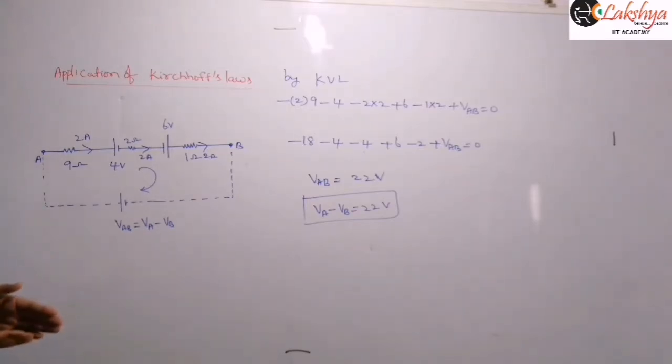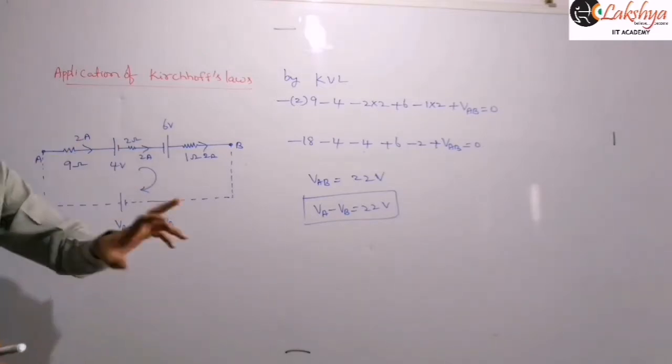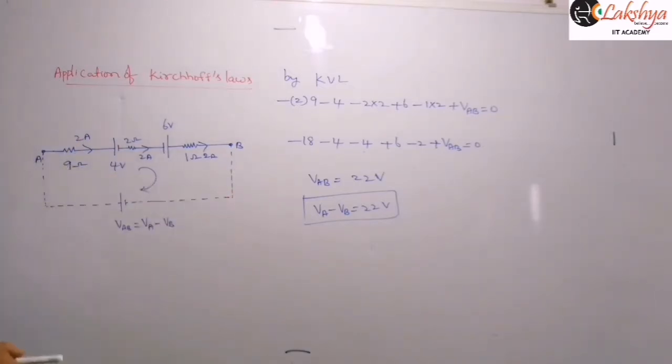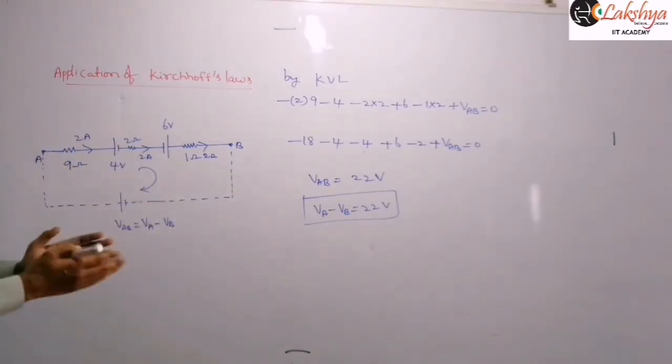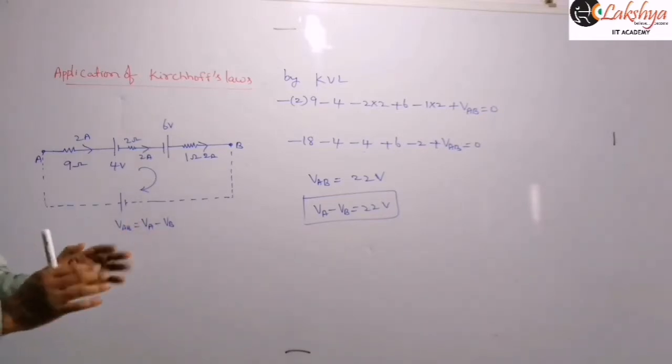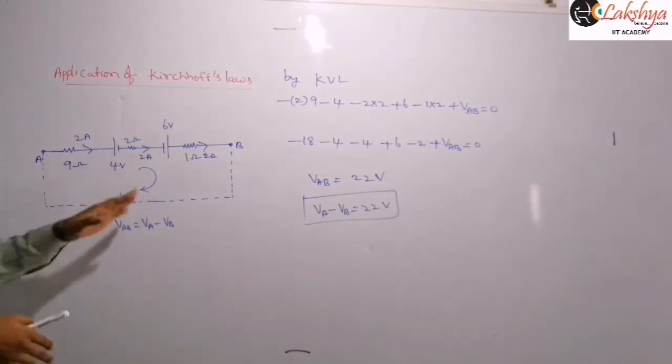If they are asking VA minus VB, you can write 22. But if they are asking to find VB minus VA, then we need to answer minus 22. If they ask just the potential difference, we write the magnitude here. Or if they are asking VA minus VB, you need to answer along with the sign. So that is one method here.